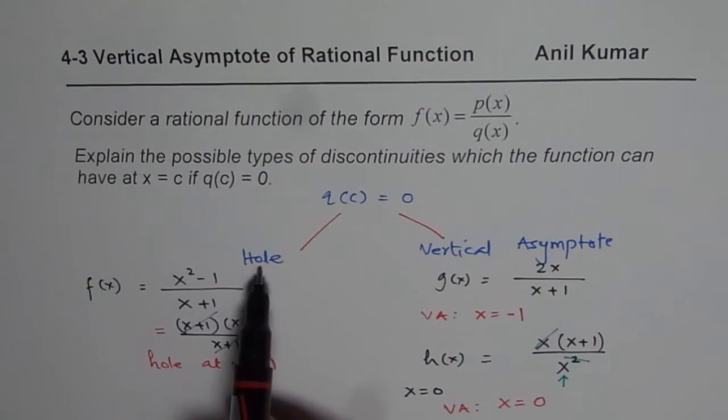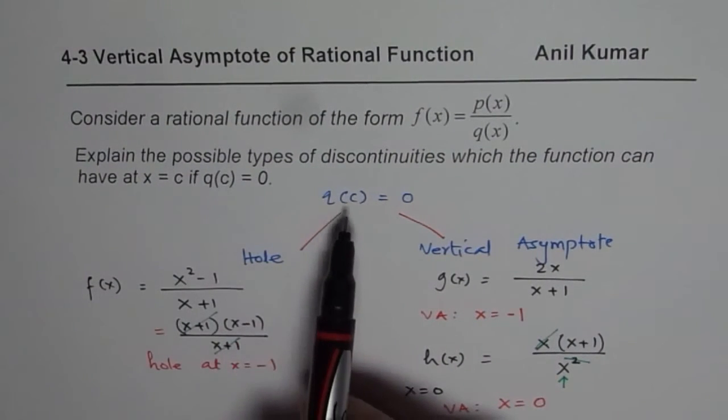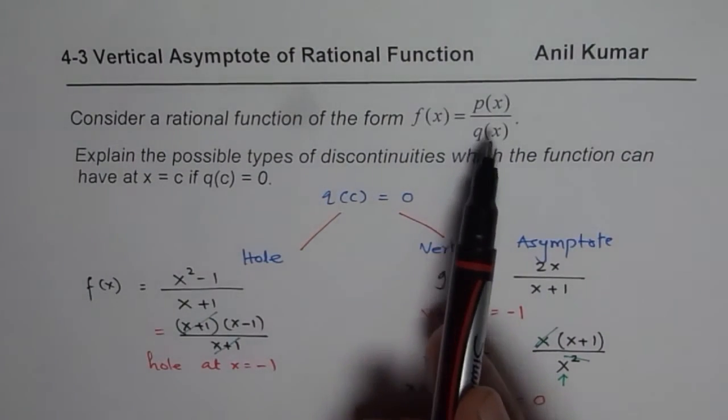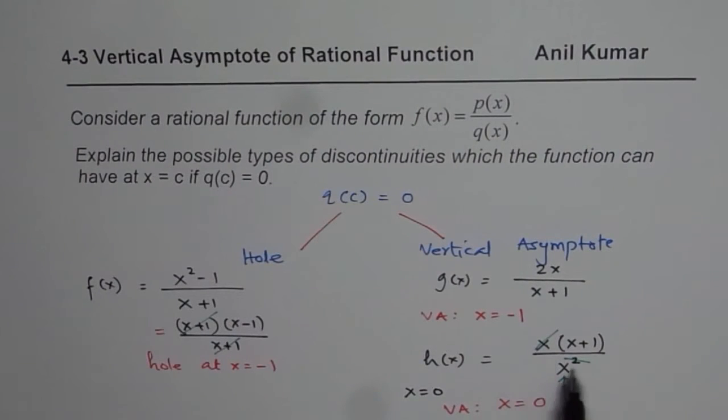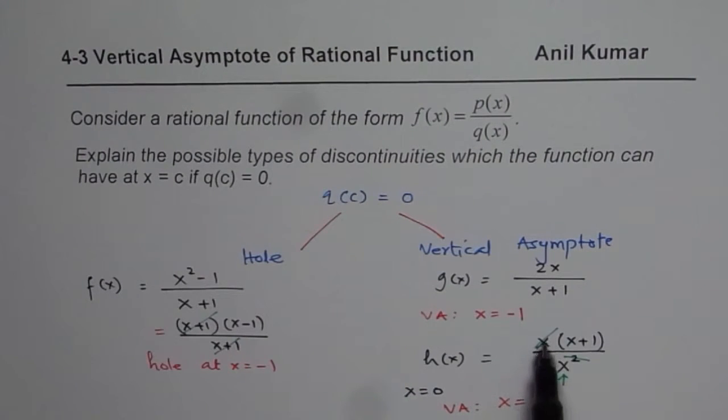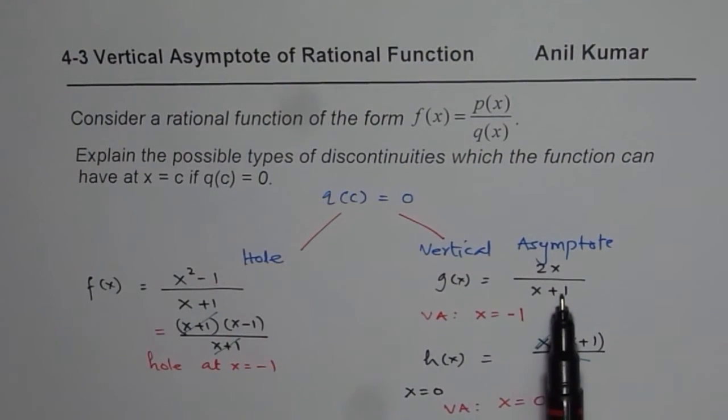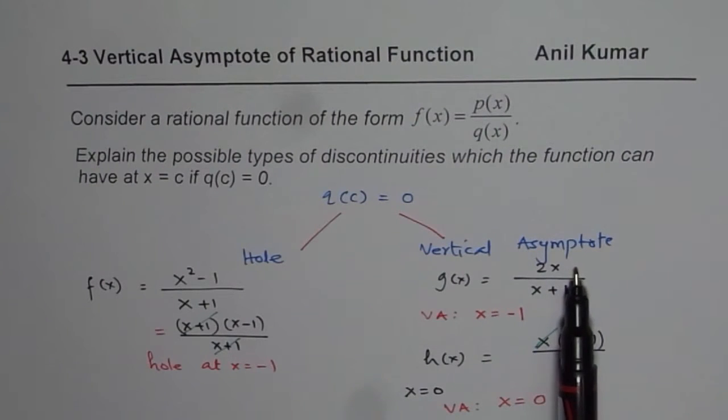For a hole, it is important that both have a common factor. In that case, there is a possibility of a hole. And for a vertical asymptote also, it is possible that even if the numerator is also 0 for the same factor, we still get a vertical asymptote, not a hole. That is another thing we need to keep in mind. But in general, we get a vertical asymptote if the denominator is 0 but not the numerator. That statement is always right.